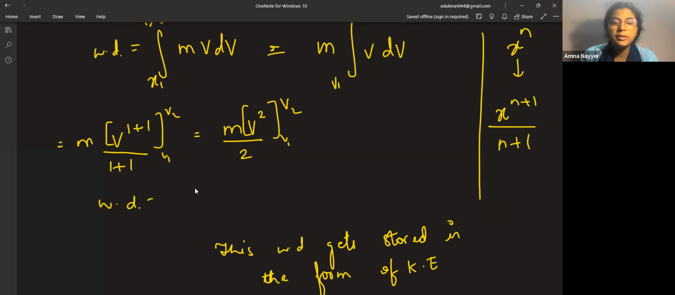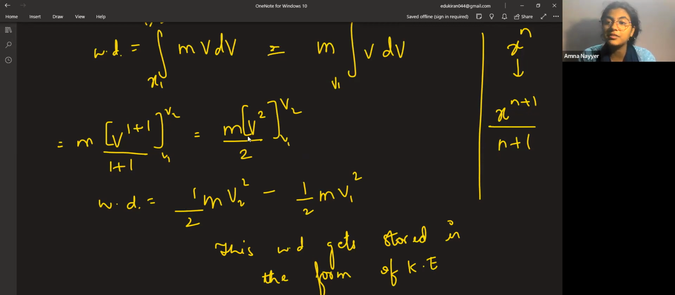This work done will become half m v2 square minus half m v1 square. Can you see this is the change in kinetic energy? Final kinetic energy minus initial kinetic energy is coming as the change in work done. So we have proved this equation correctly, the work energy theorem.